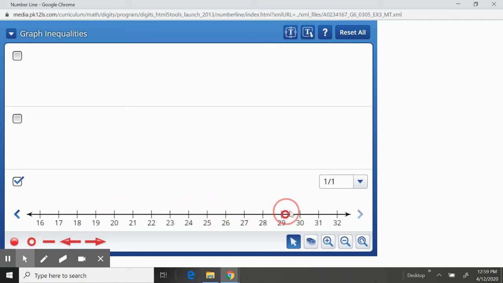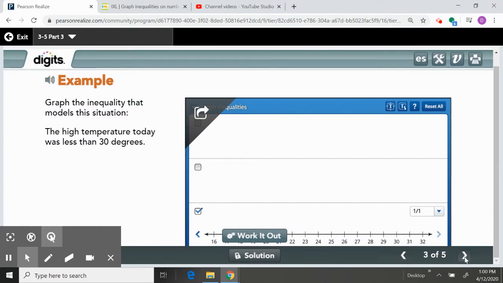So I would pull that there. So not including the 30, less than 30 degrees. So that's everything to the left. So here we go. Put my circle there, everything less than 30 degrees. And it would go forever and ever and ever. So everything less than 30 degrees is what would be included in there. So we just created an inequality for that. So that's kind of neat. So 30 is not included, but everything less than 30 degrees is included. Hopefully that made sense.